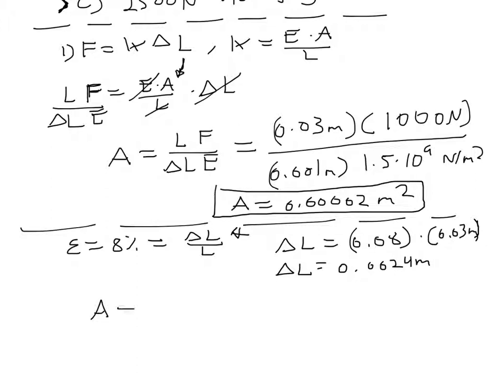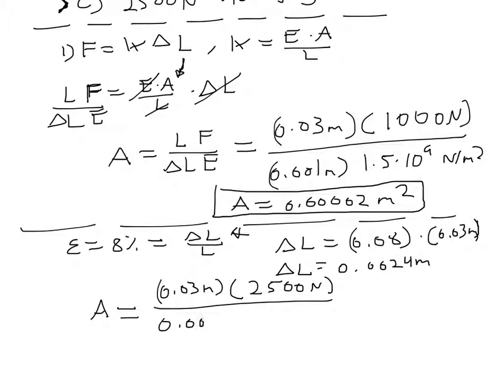So the cross-sectional area of the tendon is going to equal the starting length, 0.03 meters, times the applied force, this time it's 2,500 newtons for the third condition. We're dividing it by the change in length, which we just solved for, 0.0024 meters, multiplied by the modulus of elasticity, which is 1.5 times 10 to the 9 newtons per meter squared.